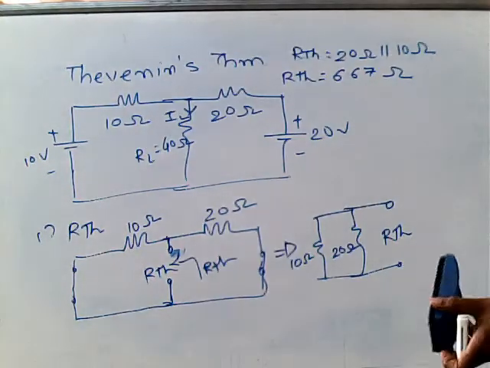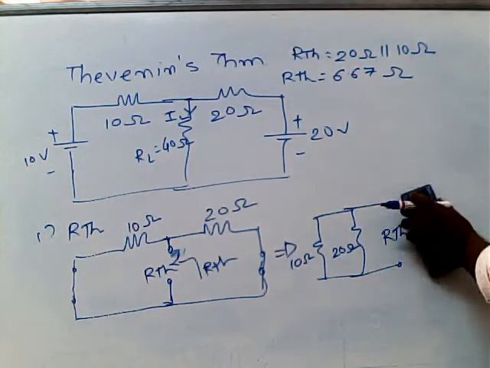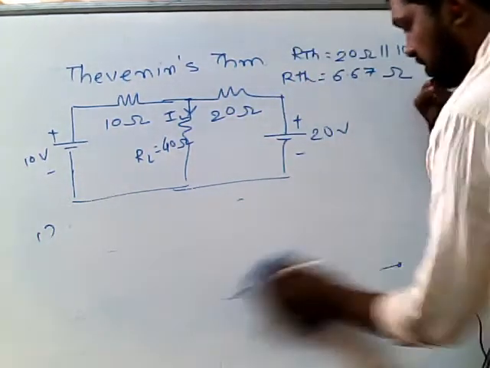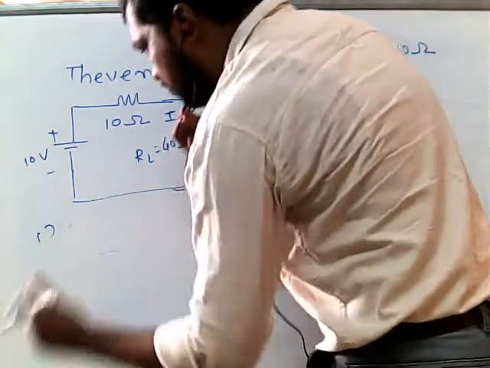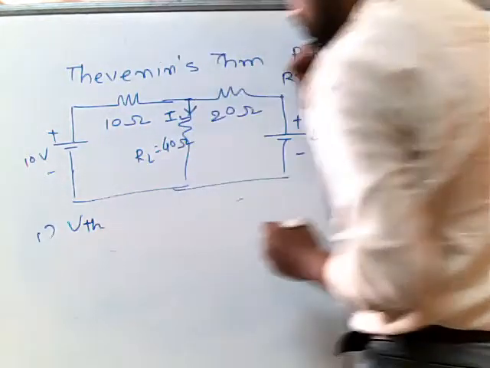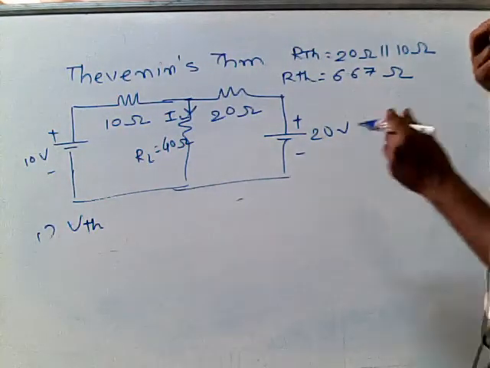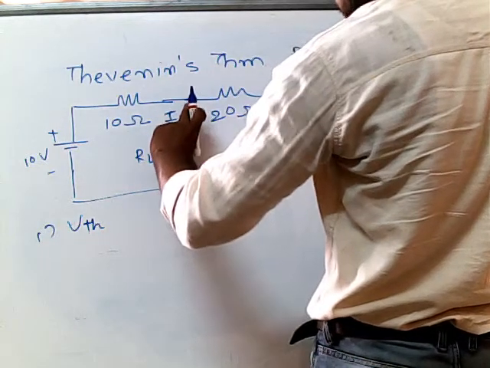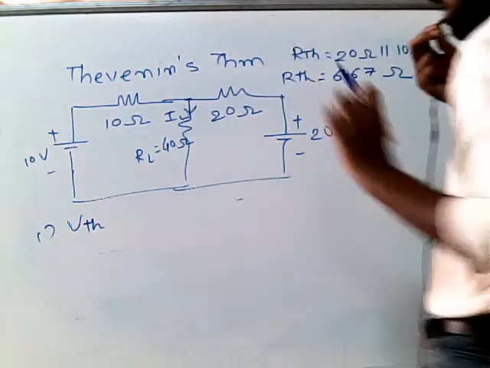Now we'll go towards the second step, to find VTH. What is VTH? VTH is nothing but the Thevenin's voltage. Thevenin's voltage is nothing but the open circuit voltage, the voltage that we have to find across the terminals when we replace the RL.